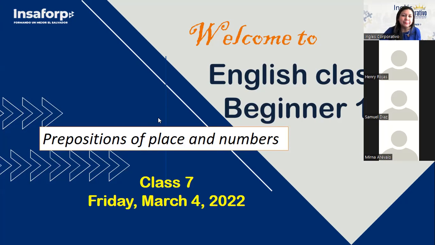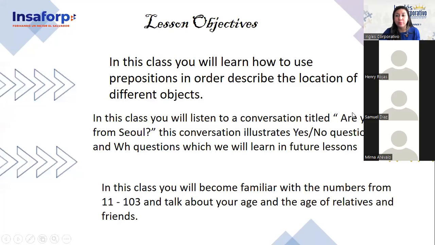Okay, guys, so let's see what we have for today. We have a lot of activities in this class. First, you will learn how to use prepositions of place in order to describe the location of different objects. Also, you will listen to a conversation titled, Are You from Seoul? This conversation illustrates yes/no questions and WH questions. Yesterday we learned WH questions, so you already know how to create them. And in this class, you will become familiar with the numbers from 11 to 103 and talk about your age and the age of relatives and friends.